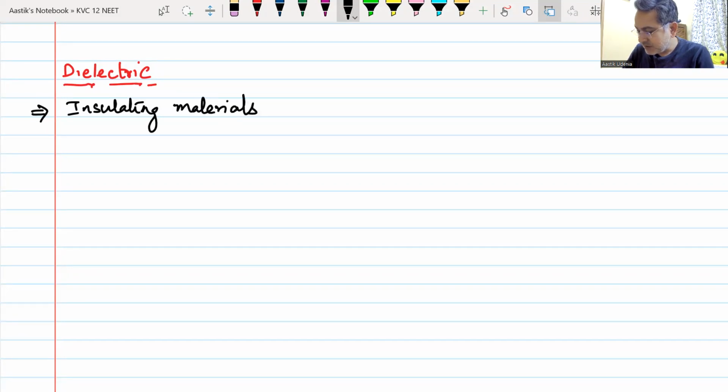Don't get confused. Up till now, we were dealing with conductors. Now we are dealing with things which are not conductors. So they are insulating materials, as simple as that. Okay, so dielectrics are insulating materials. We'll only cover those parts which are required.